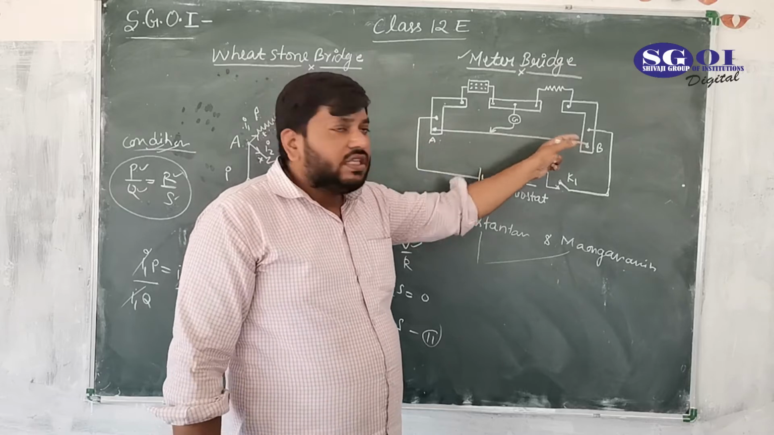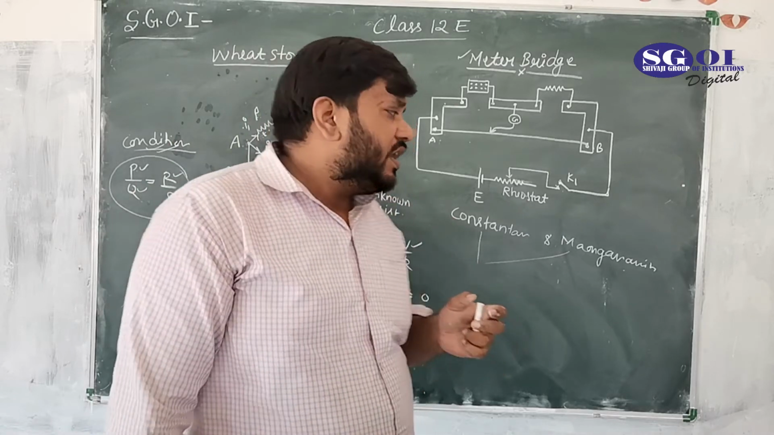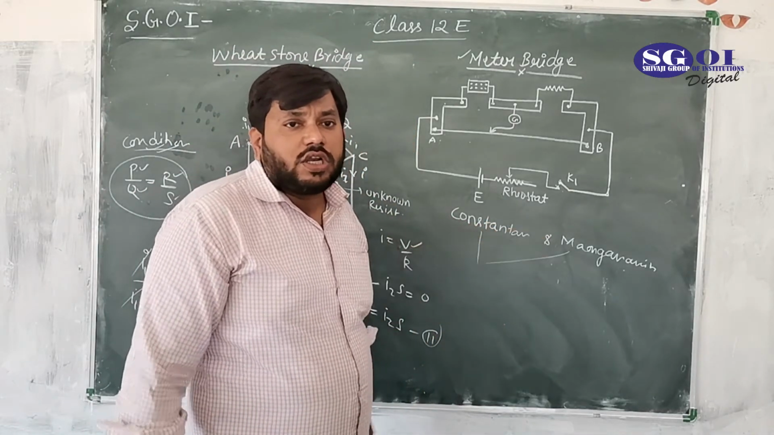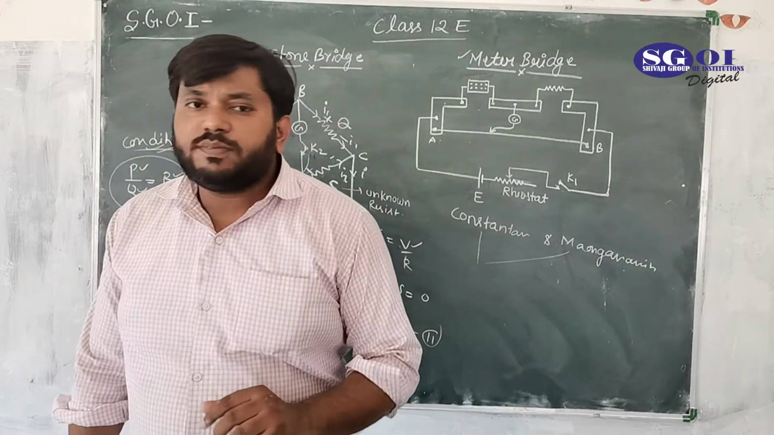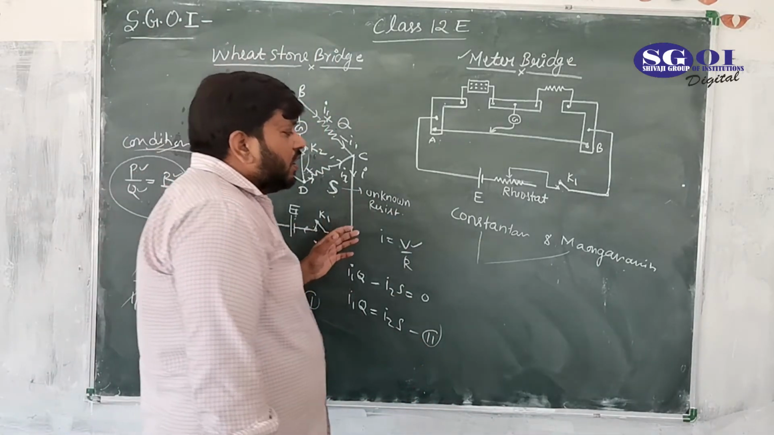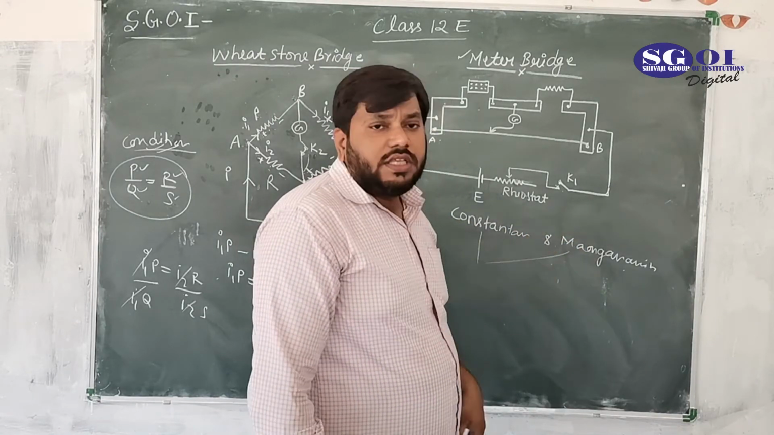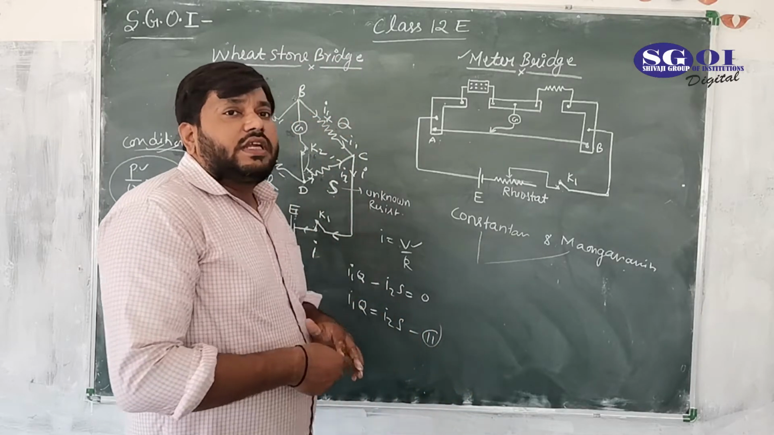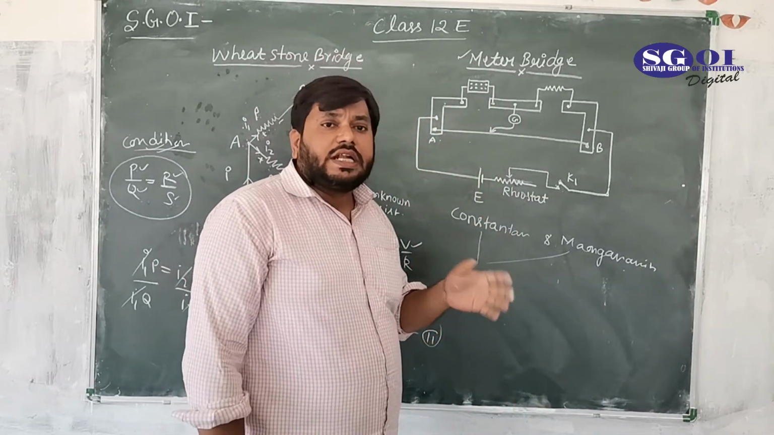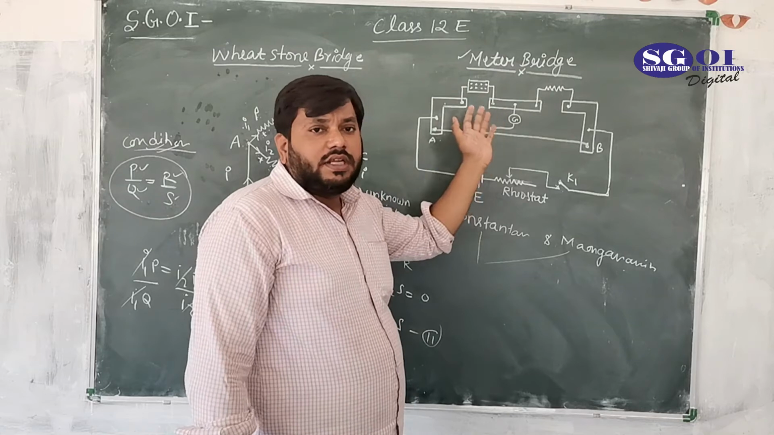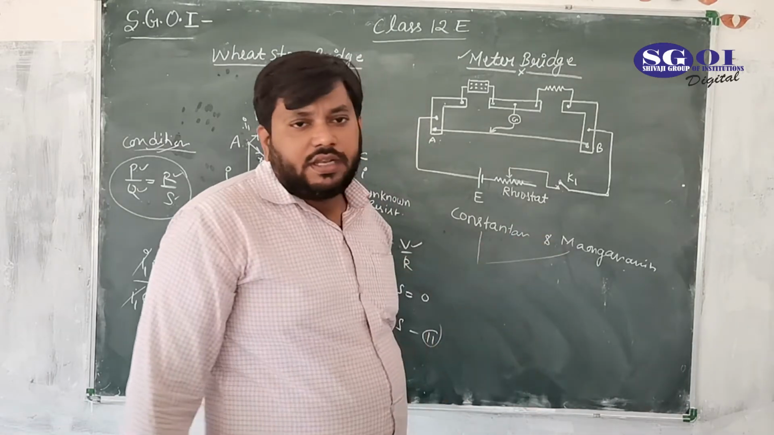That's why this wire is made up of constantan and manganese, and the resistances which are made up of these materials are called standard resistances, because the temperature effect on the resistance made of this material is very less. As we know, when the temperature increases, the resistance of a metal also increases, and we want to neglect that effect in this meter bridge experiment. So that's why we use the wire made up of constantan and manganese here.